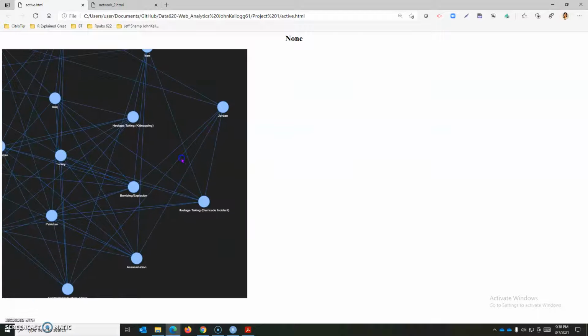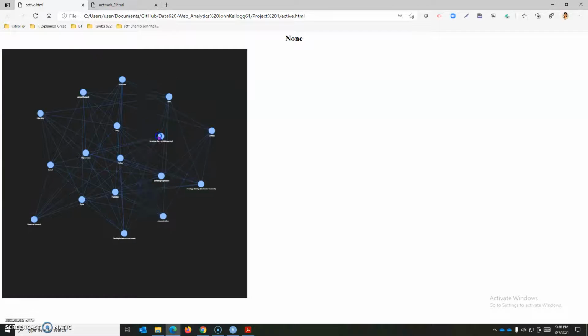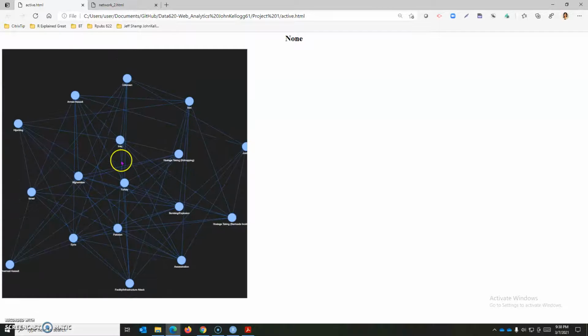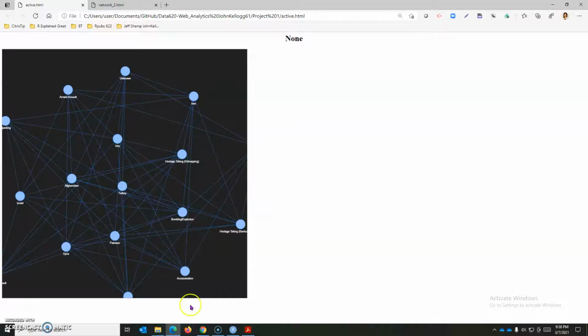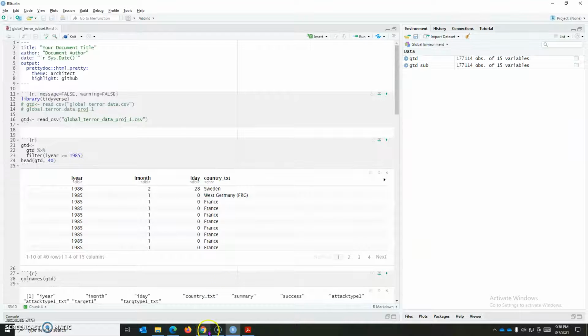And not surprisingly, the bombing, explosions, and hostage kidnapping, which we hear on the news, are in the center. So this graph, we feel, depicts some surprise, but mostly not so surprising, which is reflecting the reality.